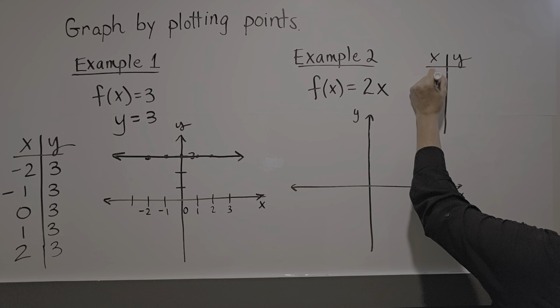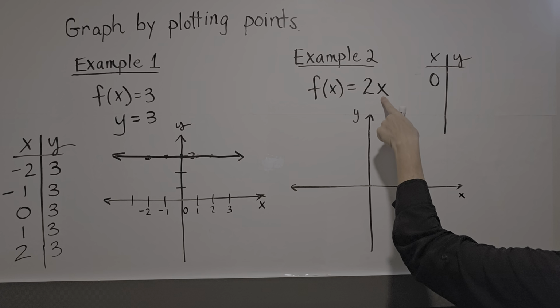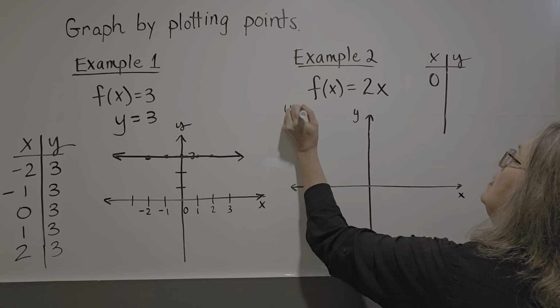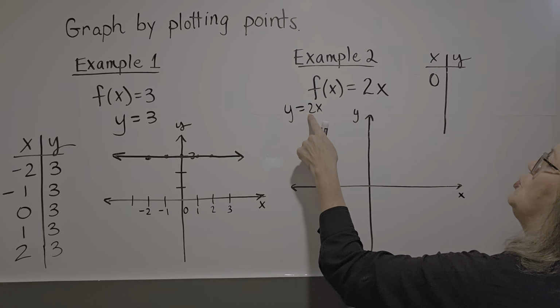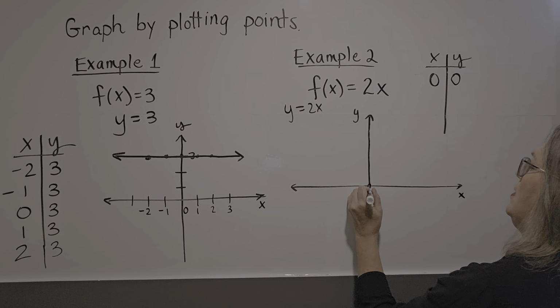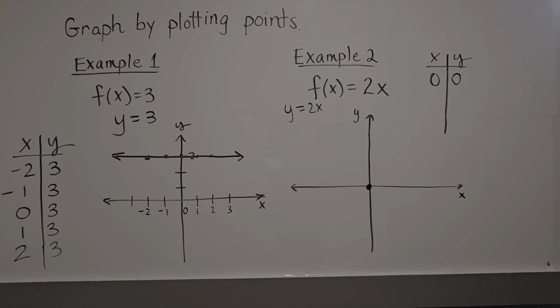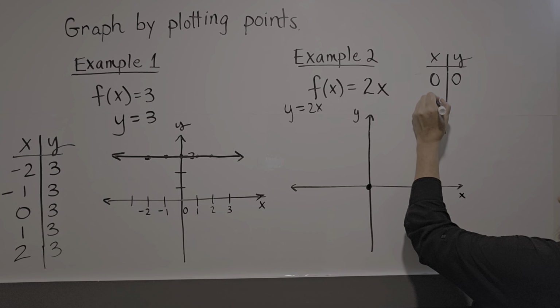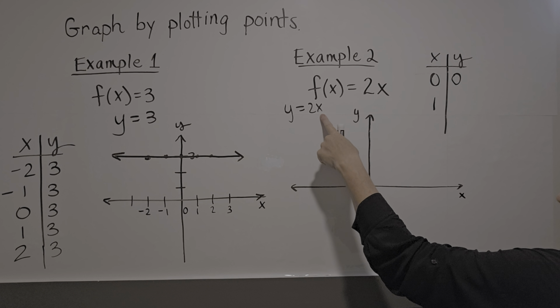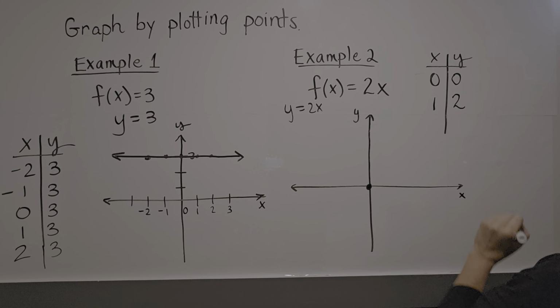Let's try 0. If I plug x in, then y is going to be 2 times 0. So it's also going to be 0. And that's the origin. 0, 0 is the origin where the two axes meet. Then I'm going to pick, let's say, 1. 2 times 1 is going to give me y equals 2.